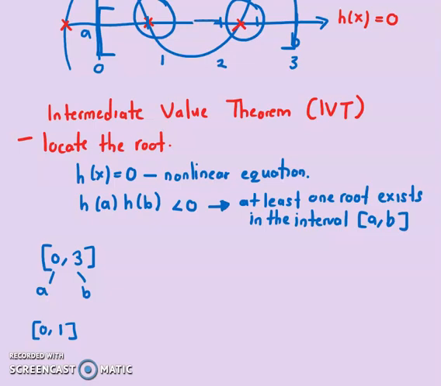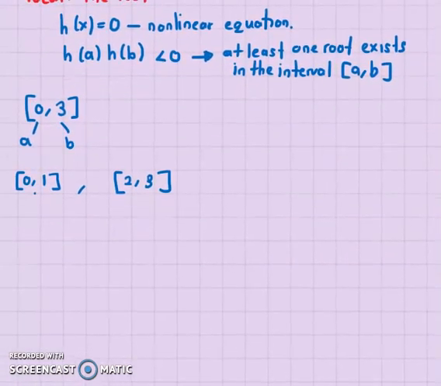So if I choose a equals 0, b equals 1, I can find the root using this interval. And then the next interval that I need to try is obviously the next interval, which lies on the interval 2, 3. There's 1 root here, and 1 root here. So this is how you narrow it down to find the root for the bisection method.